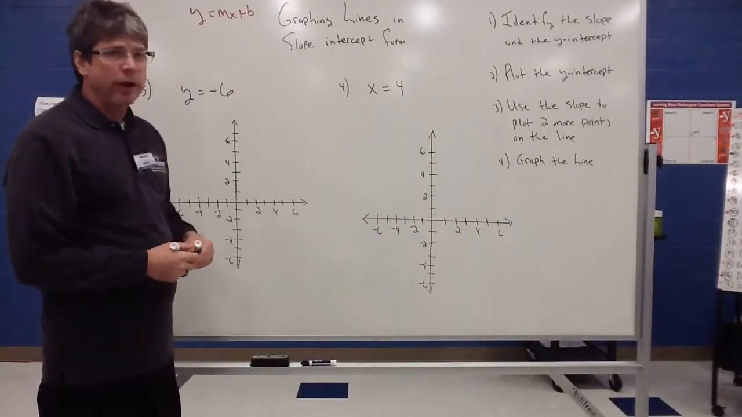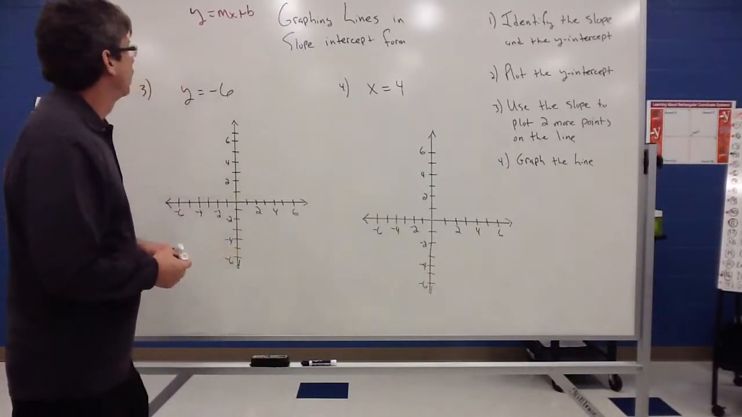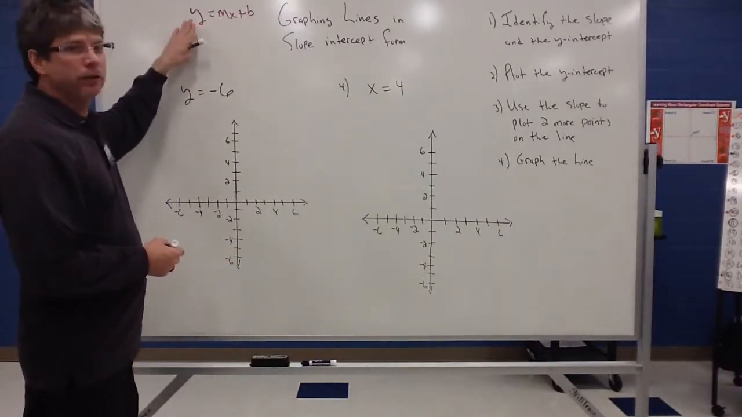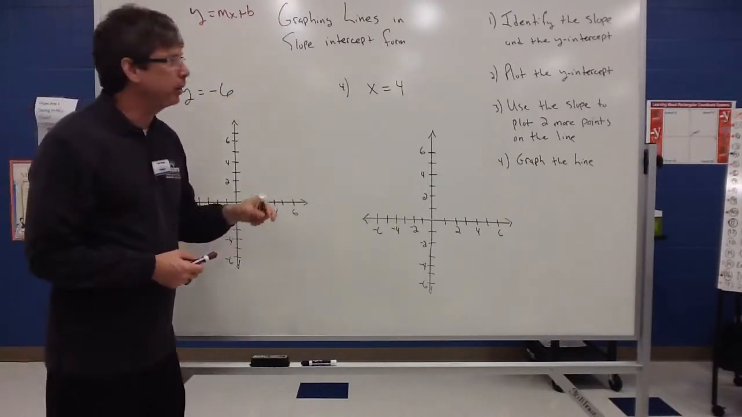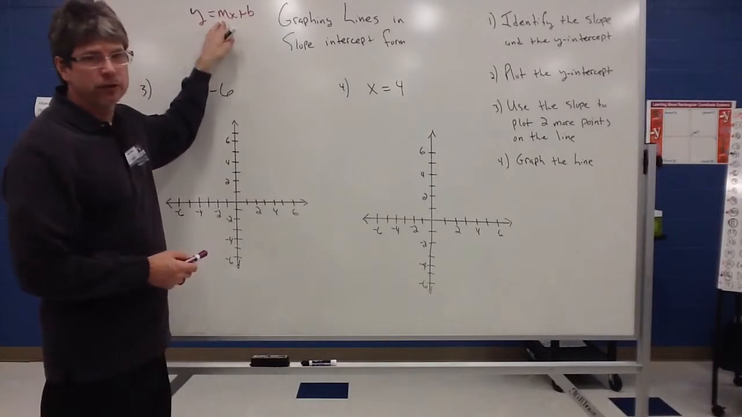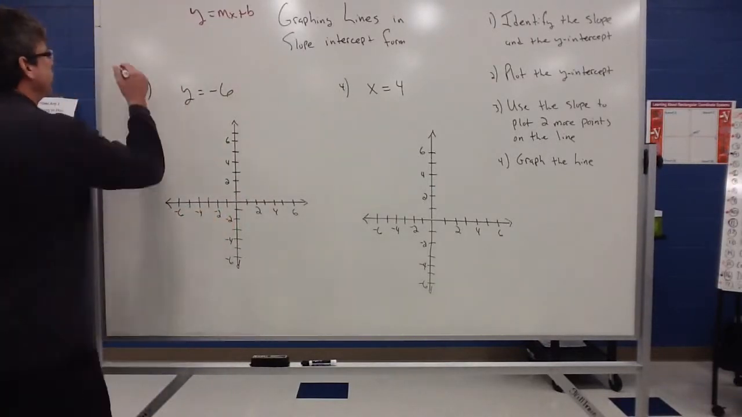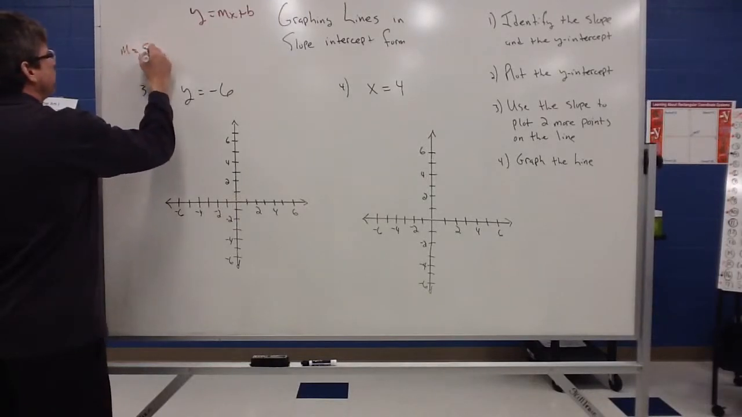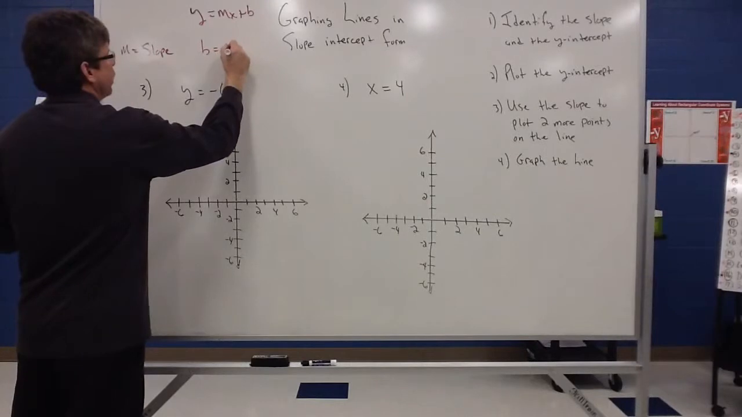We're going to continue graphing some lines in slope-intercept form. Remember, slope-intercept form has this y equals mx plus b look. Remember the m, the coefficient of x, stood for our slope, and that b was our y-intercept. So the m is going to be our slope, and that b is going to refer to our y-intercept.